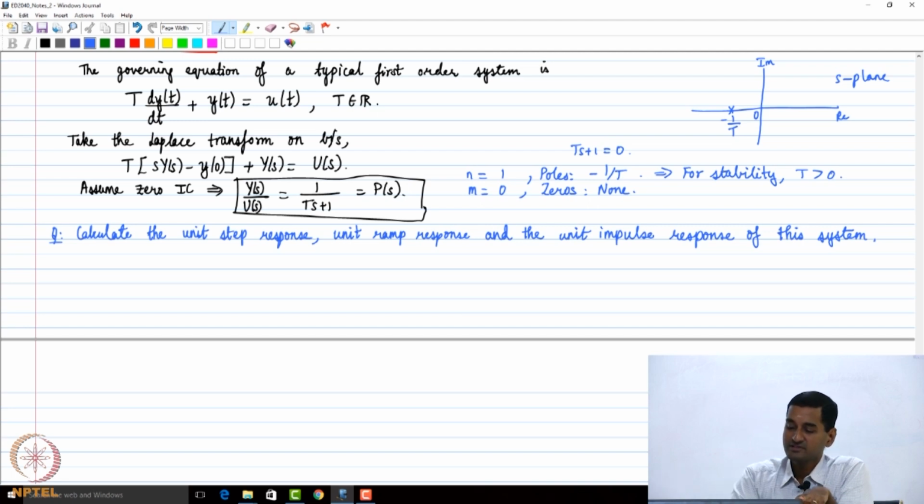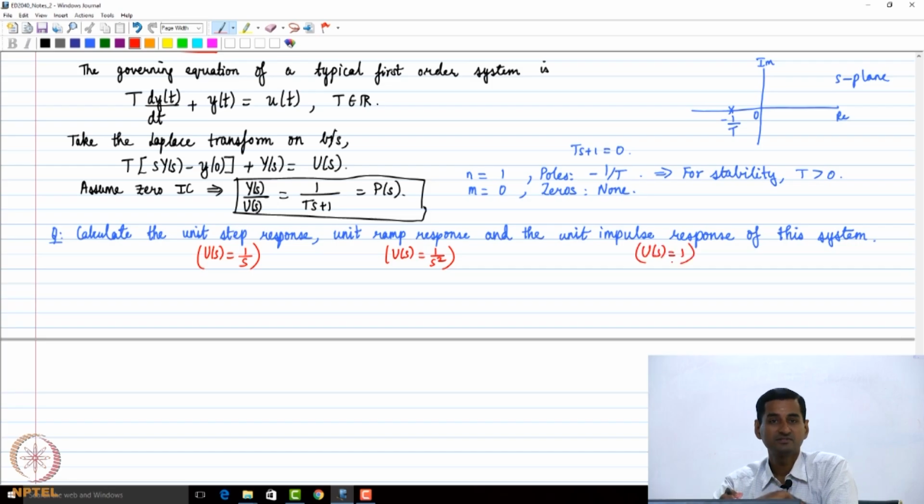So calculate the unit step response means what do you use for U(s)? U(s) should be 1 by s. Unit ramp means U(s) should be 1 by s squared. Unit impulse means U(s) is 1. So please use this U(s). Pretty straightforward. It shouldn't take you more than 5 minutes to calculate all the 3 responses. Please get expressions, make observations. What do you observe? From that, come back to the next class. We'll restart our discussions from here. Fine? Okay, thank you.